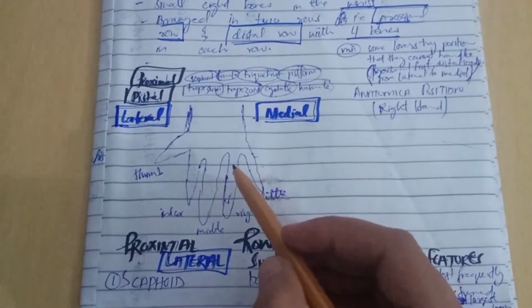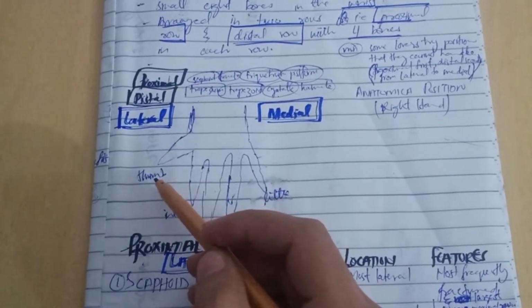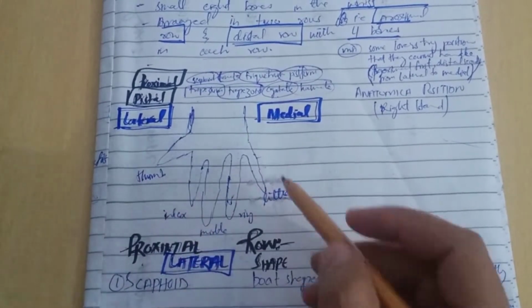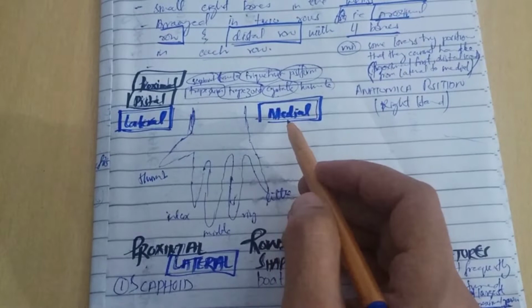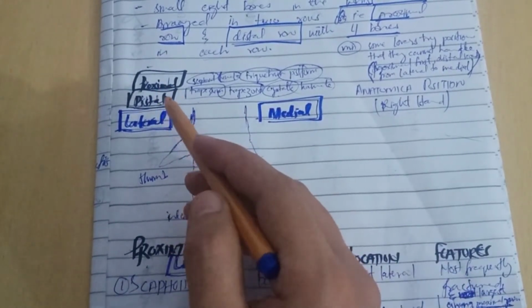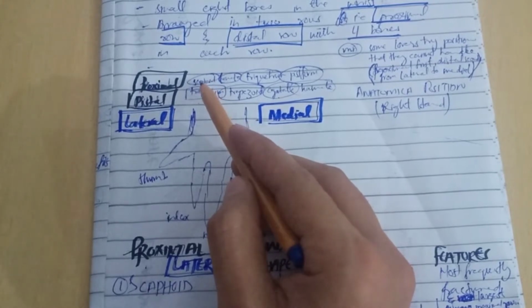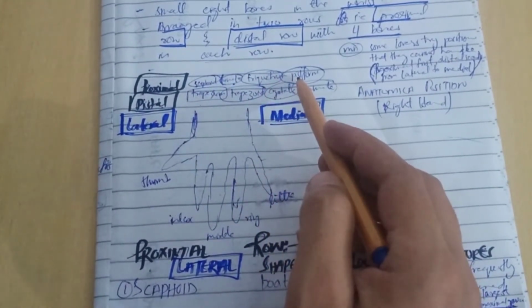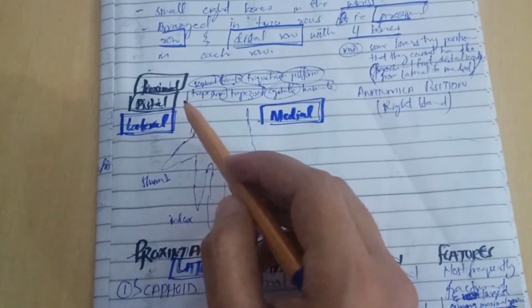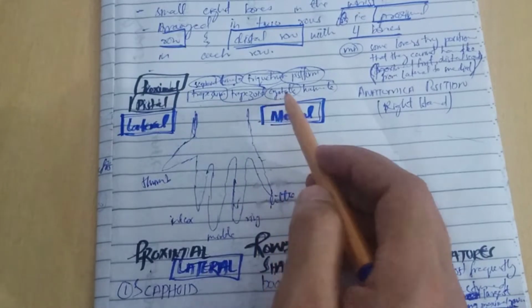So if you take the right hand in anatomical position such that the thumb is on the right side and the little finger is on the left side, from lateral to the medial side, the proximal and the distal row are arranged in such order. The first bone in the proximal row is the scaphoid, second is lunate, third is the triquetrum, fourth is the pisiform, and the first bone in the distal row is the trapezium, trapezoid, capitate, and hamate.